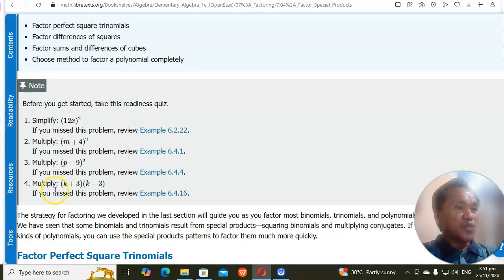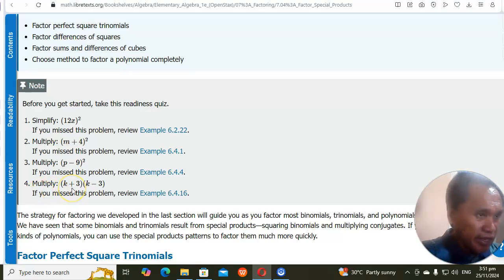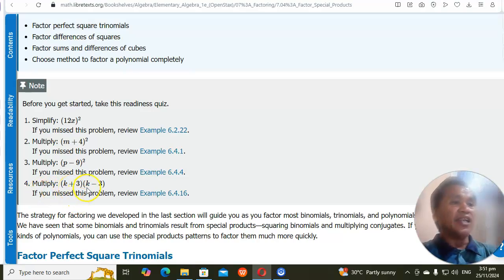And then for the last one here, multiply k plus 3 times k minus 3. Okay? So as you can see, this is a product of two binomials. You have k plus 3, and then you have the other one, k minus 3. So how do you get the product?